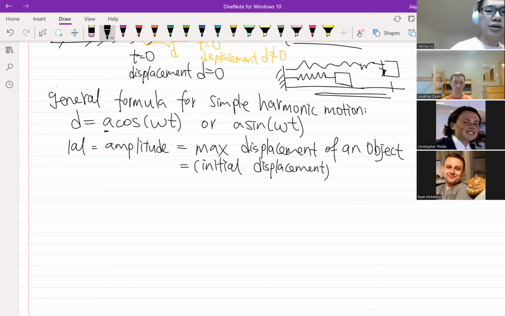And then the omega is kind of like the B we had. So the period, it used to be 2 pi over B. Now it's just 2 pi over omega. So that's the period.